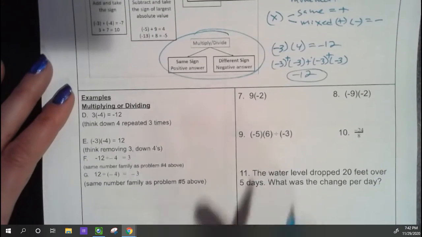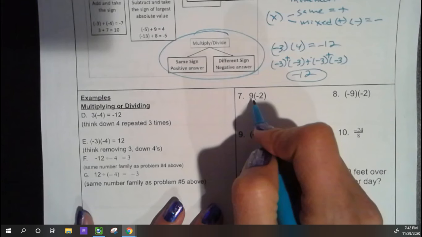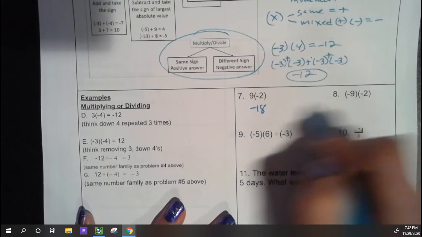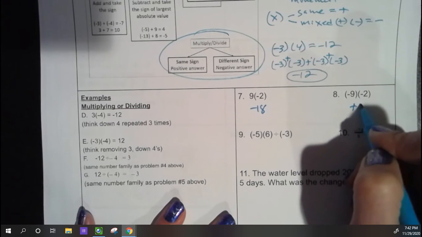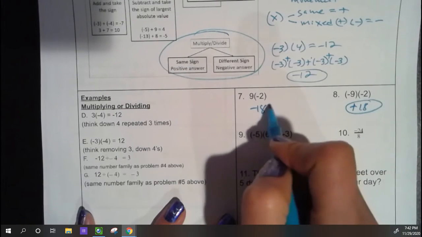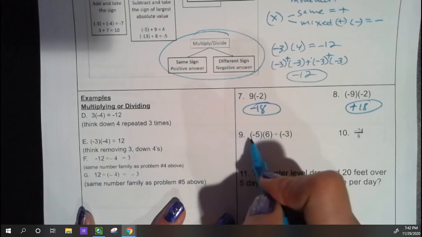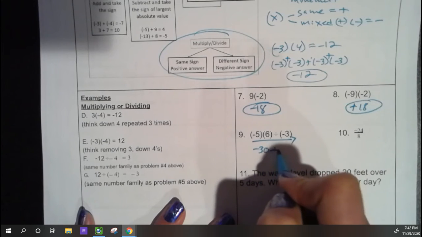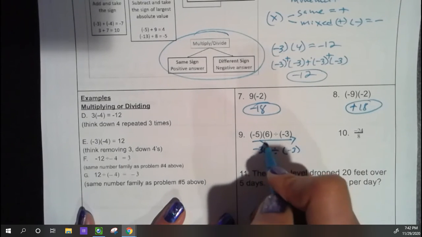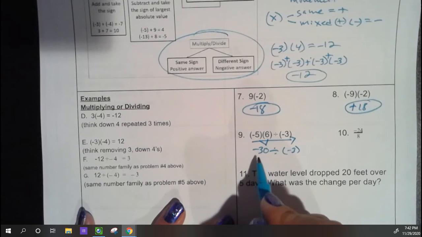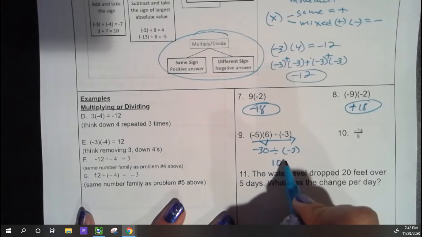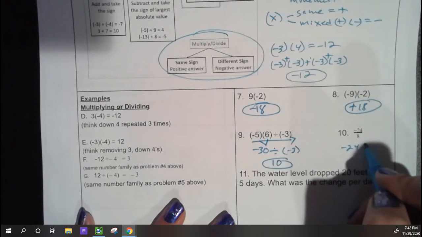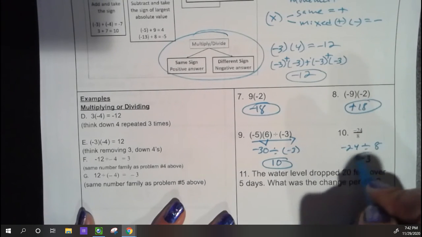Okay, so let's move on. Super easy. 9 times -2 is -18. Okay, this would be the opposite of that. This would be +18. This right here, we're going to work across using the order of operations. That is -30 divided by -3. This is a negative by mixed signs. This is a positive because of like signs. This right here is a division problem. It's just another way of saying 24 divided by 8, which would be -3.